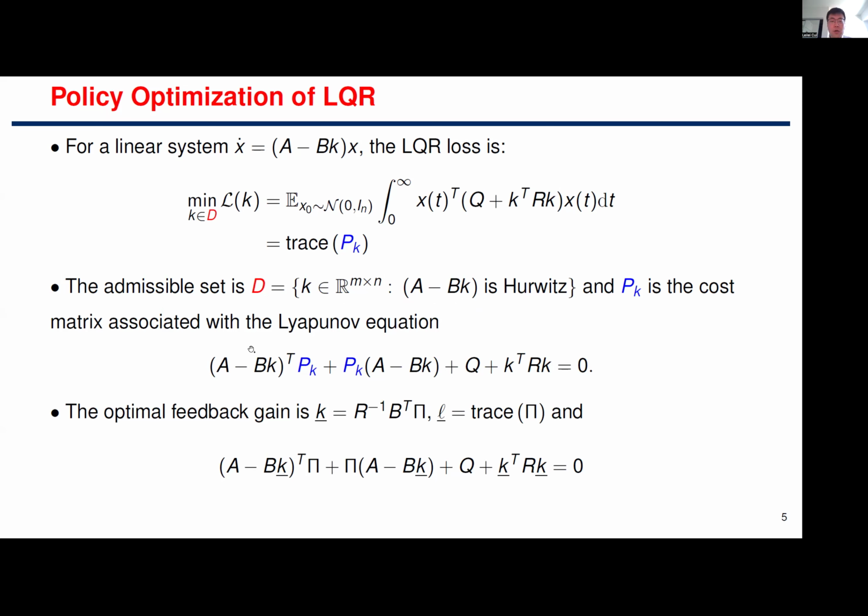From the perspective of reinforcement learning, this equation evaluates the performance of the controller. It tells us how good the controller K is. And as we know, if we know system matrices A and B, we can directly calculate the optimal feedback controller K by solving this Riccati equation. Here I slightly rewrote the Riccati equation such that it is more consistent with the Lyapunov equation. We find that the solution of the Riccati equation, which is pi, is exactly the cost function of the optimal feedback gain. Okay, so these two equations are consistent.